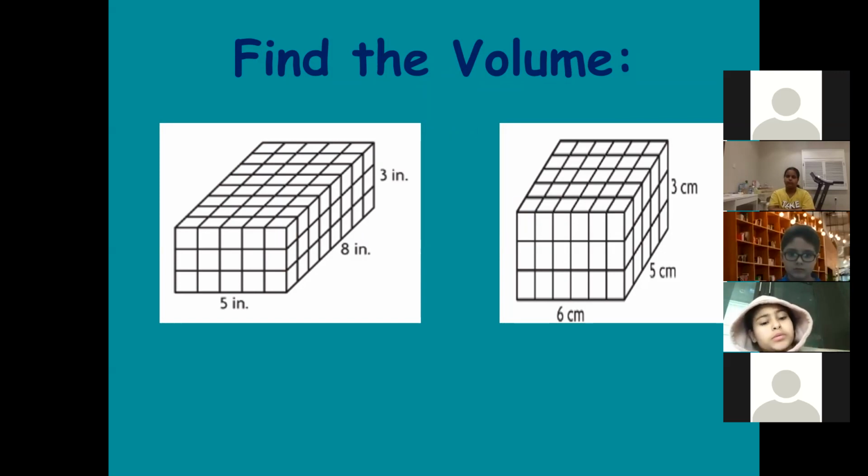What is the length? The length is 5. And width is? 8. And height is? 3. Okay. So how will you find the volume? 5 multiplied by 8. Again, multiply that by 3.